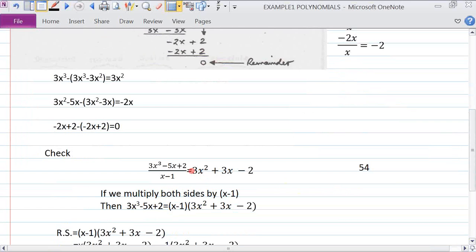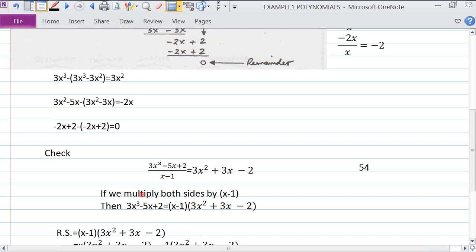Okay, there's my answer. So if we multiply both sides, we can check the answer to this problem. If we multiply both sides by x minus 1, then x minus 1 times this will give me 3x cubed minus 5x plus 2, because the x minus 1 on the numerator and the x minus 1 on the denominator cancel. Now I'm going to multiply this by x minus 1, because I multiplied the left side of the equation by x minus 1. I've got to multiply the right side, and that's how I get this.